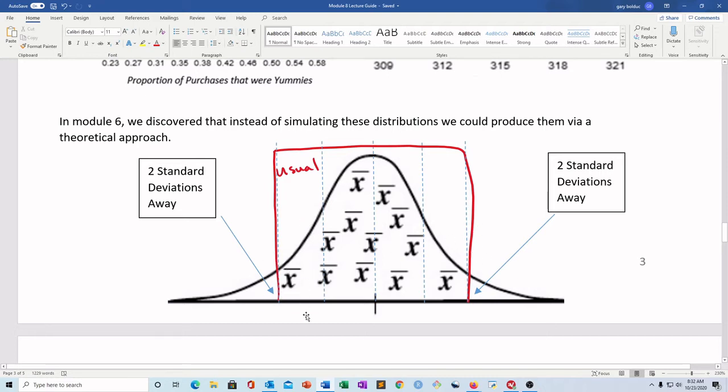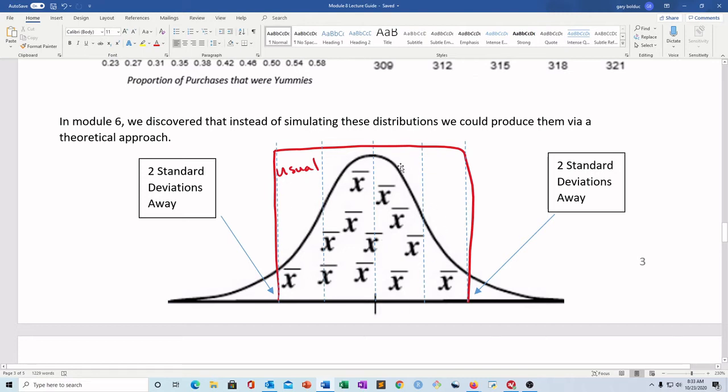2 standard deviations up, 2 below. And we set this up so that this middle chunk of the picture is 95%. And remember, that sounds familiar, right? This 95%. Why does that sound familiar? Well, that is the opposite of our cutoff, 5% for the p-value.